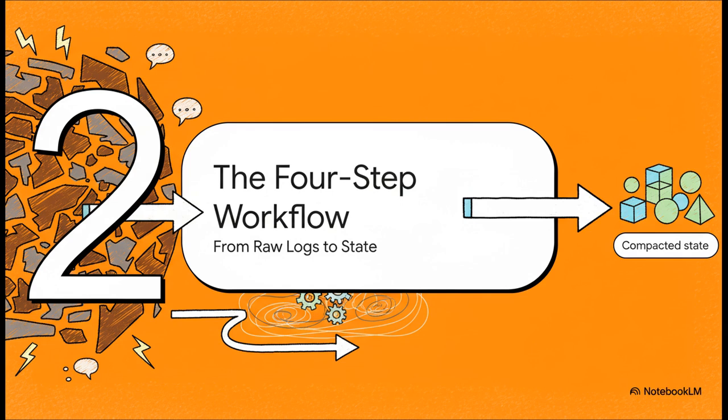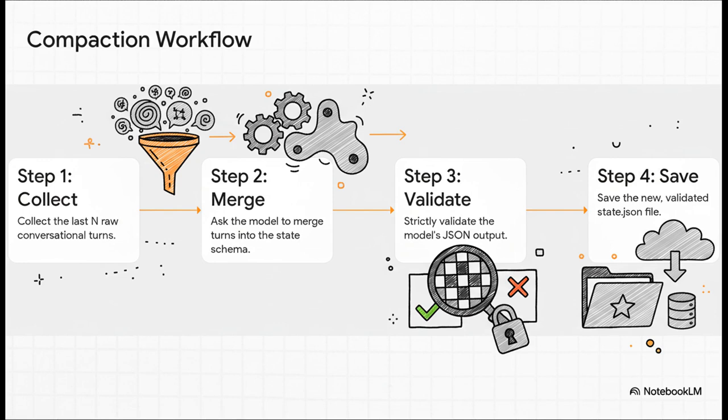So, we've got the principle down. Now let's get into the practice. This is the simple four-step workflow that actually turns those raw, messy logs into a clean, compacted state. And it works just like this. Step 1, collect. You just grab the last few chunks of conversation from your raw log. Step 2, merge. You hand this new info to an LLM and ask it to merge everything into your existing state, making sure it follows your schema.